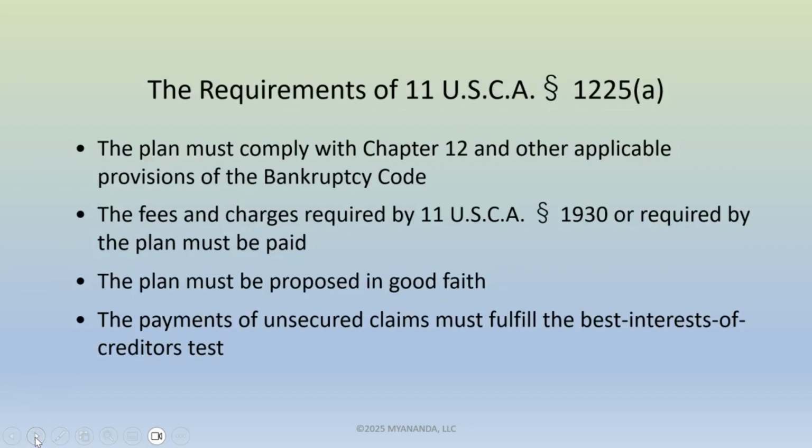So, what are those requirements? The plan must comply with these provisions. Fees and charges: the fees and charges required by Section 1930 must be paid. The plan must be proposed in good faith. And the payments on the unsecured claims must fulfill the best interest of the creditors test. So don't forget that best interest of the creditors test. That's where we look at it compared to a Chapter 7, because everybody's still going to come out the same. So, best interest of the creditors test.